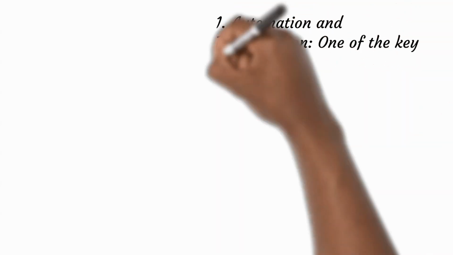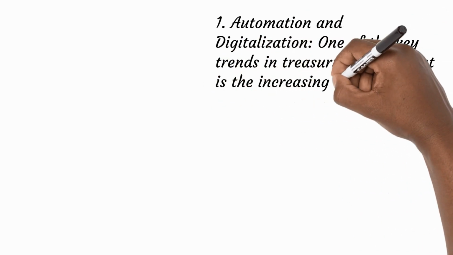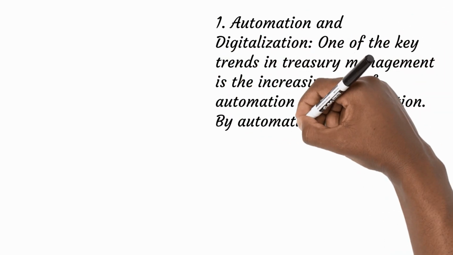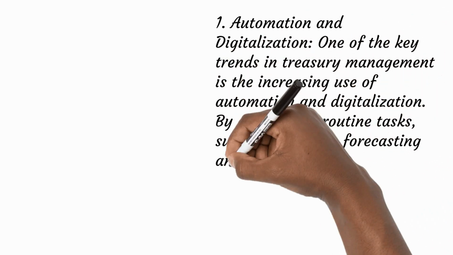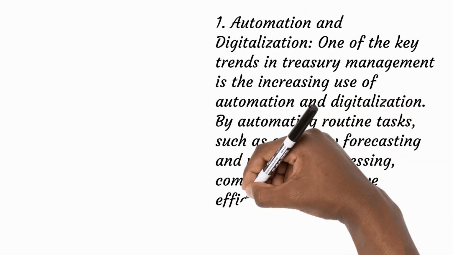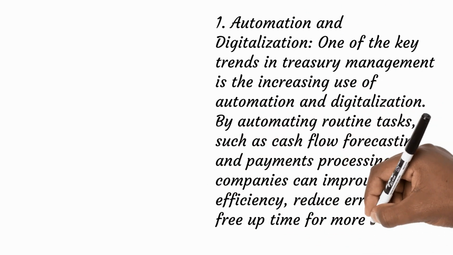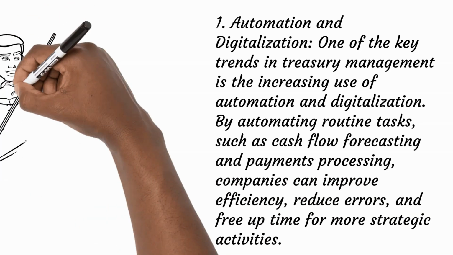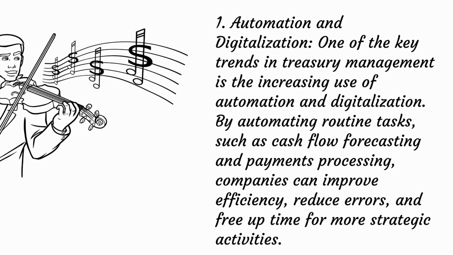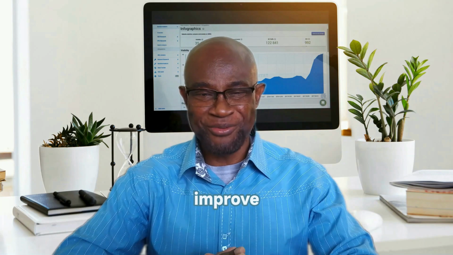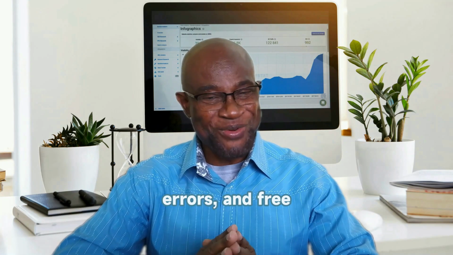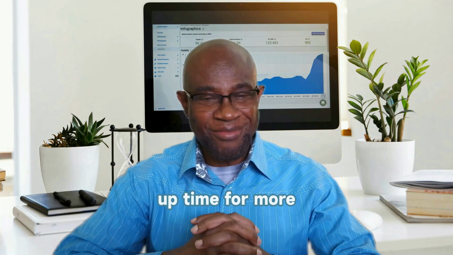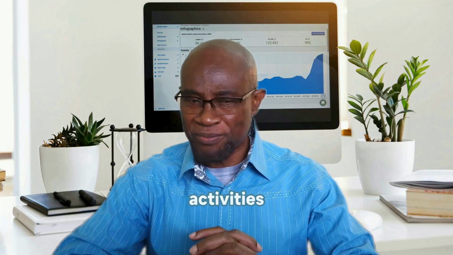1. Automation and digitalization. One of the key trends in treasury management is the increasing use of automation and digitalization. By automating routine tasks, such as cash flow forecasting and payments processing, companies can improve efficiency, reduce errors, and free up time for more strategic activities.